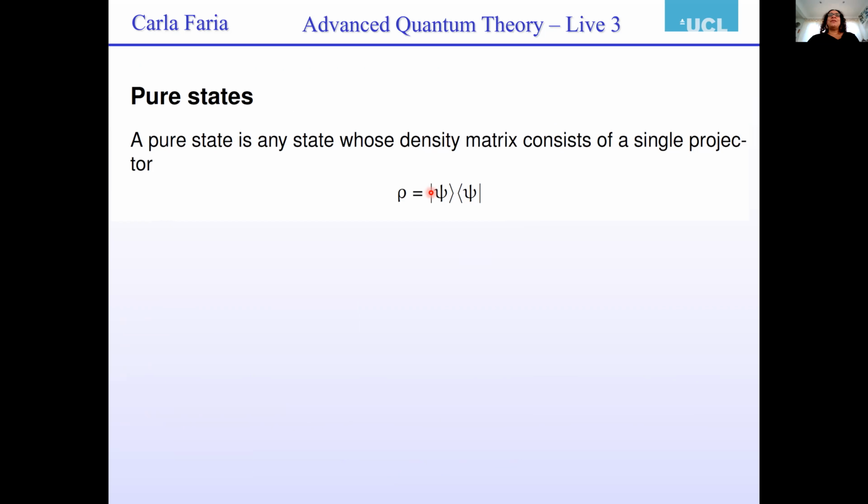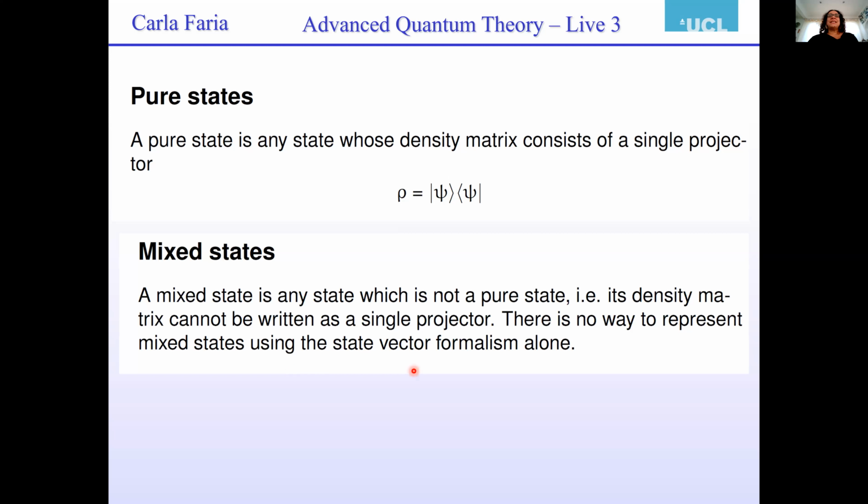And if you have a pure state, the density matrix of a pure state is going to consist of a single projector. Mixed states: any state which is not a pure state is a mixed state. So you cannot represent it as a single projector. And there is no way of representing mixed states using the state vector formalism alone.